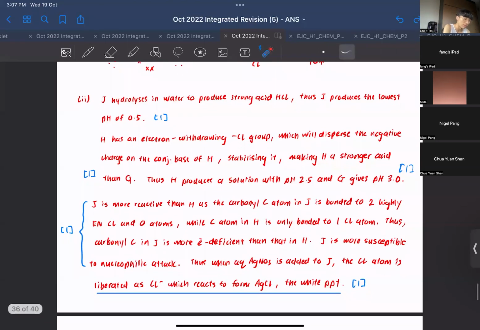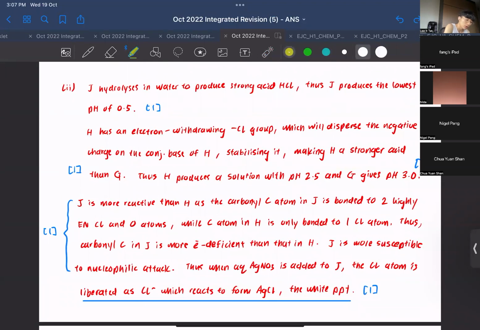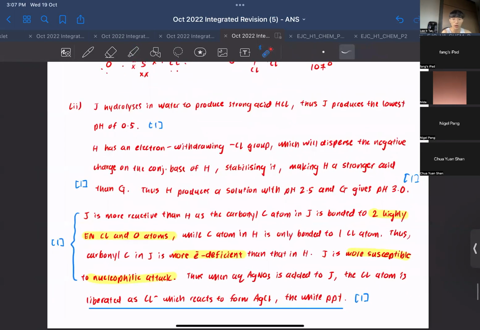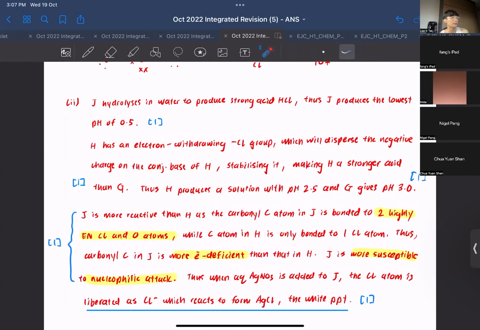The next part is quite demanding because they want you to explain the whole reactivity segment here. Let me just highlight the keywords: 2 highly electronegative atoms, more electron deficient, more susceptible to nucleophilic attack. It's the classic 3 steps to explain reactivity. Then I justified why and how the AgCl is formed. The Cl atom is liberated as Cl minus, which then forms a white precipitate. That final part makes up your second mark. So 5 marks in total. Slowly go and check your answer. Again, any questions?